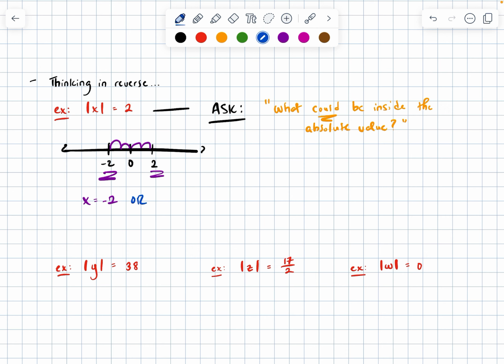I can say that x is equal to -2, or, and if you want to, you can even use your funky symbol, you've got it, you might as well, x could be -2 or +2.